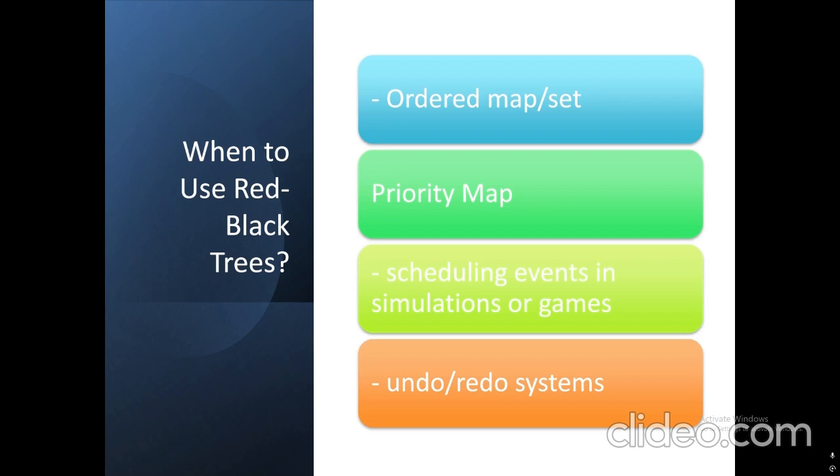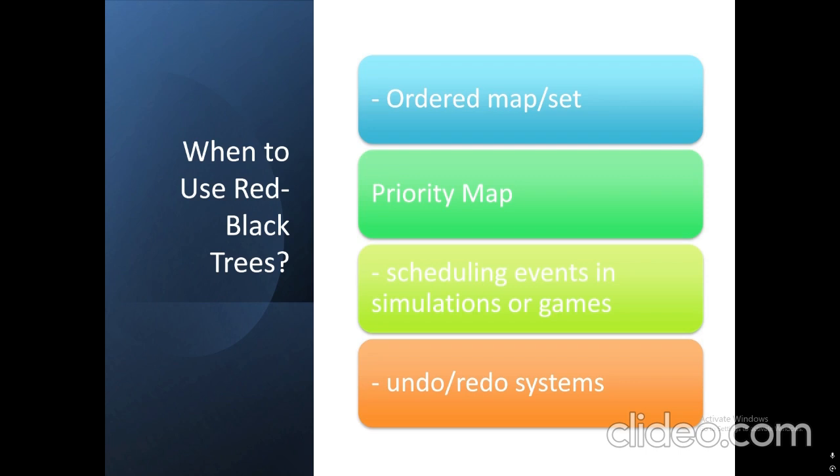One common use is with ordered maps or sets, where you can insert, delete, and look up elements in O(log n) time, all while keeping everything in order. Another cool example is priority maps, where you can store tasks or jobs along with their priorities, and always grab the next one in line quickly. You'll also find red-black trees useful in simulations or games where future events need to be scheduled by time. By using a map of time to events, you're easily able to trigger actions in the right order.